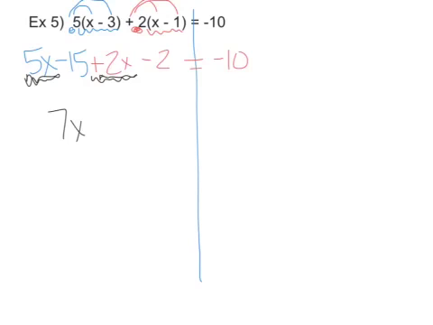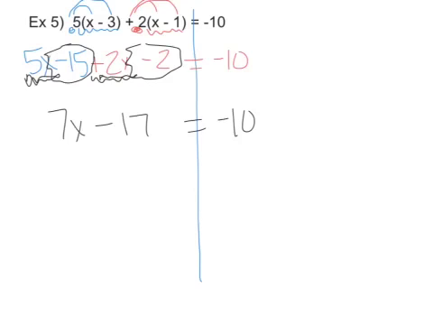But if you look closely, we also have these constants. We have this negative 15 and this negative 2. These are both also on the left side. So we're going to combine these as well. So negative 15 minus 2 is negative 17. And we're going to bring down this equals negative 10.